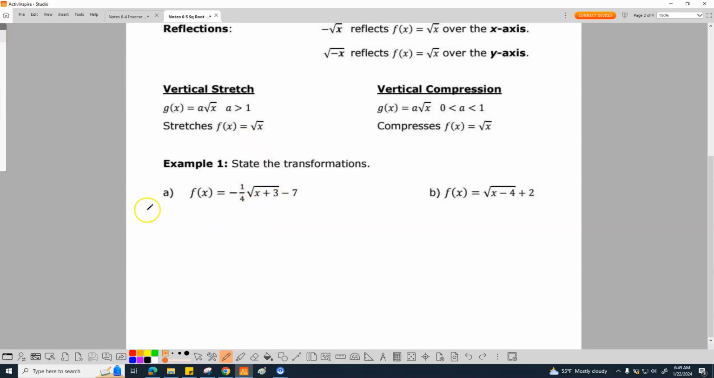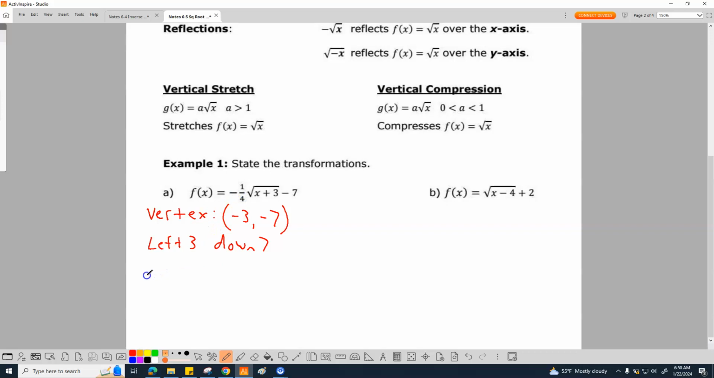You ready? The first thing I want you to do is label your vertex. Even if it doesn't say you have to label your vertex, whatever, I don't care. Label it. Vertex, I'm going to look at these numbers. I know my x's always lie, so that +3 is going to be a -3. And I know when it's outside, it does not lie, so I'm going to take that -7. So with my vertex, I know I'm going to be shifting left 3, and I'm going to go down 7. With the vertex alone, you can find 2 transformations.